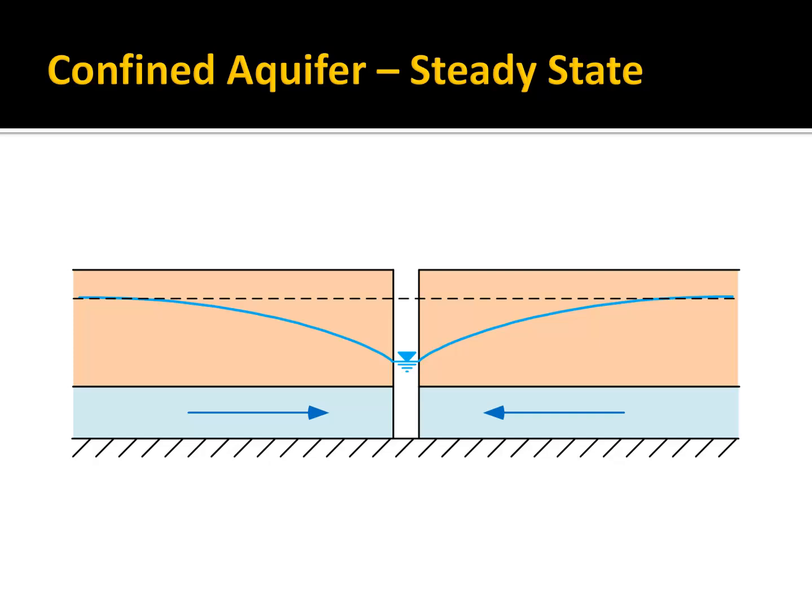And so we're going to derive an equation to compute the flow rate to the well as a function of the hydraulic conductivity in the confined aquifer and certain boundary conditions. And we're also going to come up with an equation that describes the shape of this potentiometric surface, basically the shape of this cone of depression around the well.